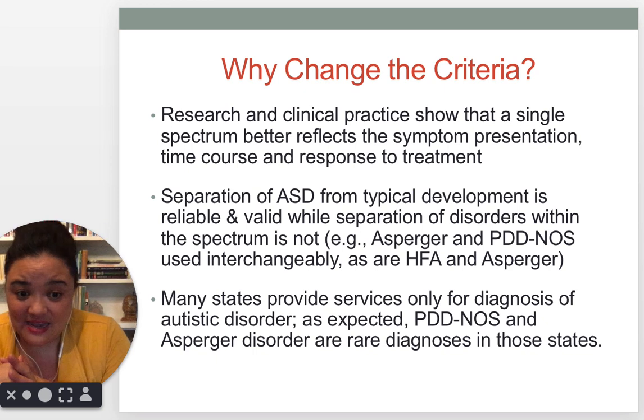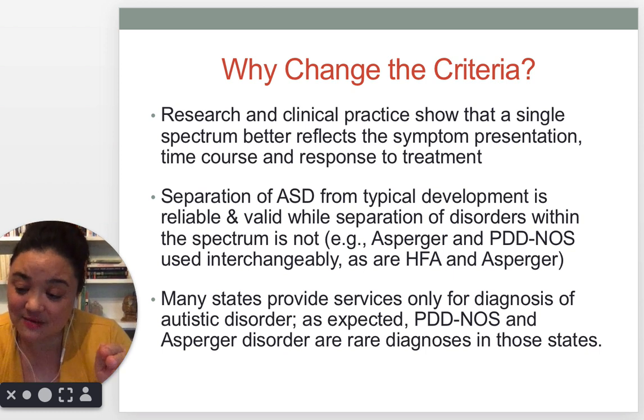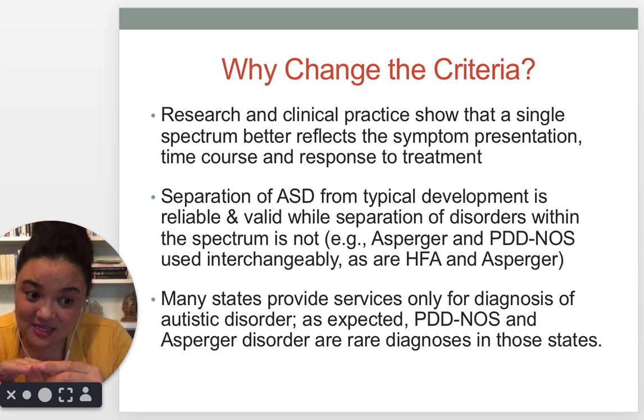Third, many states provided services only for those who were diagnosed as autistic disorder, right? So even though in the DSM-4, autism spectrum disorder encompassed autistic disorder, Asperger's, and PDD-NOS, many states were only providing services to individuals if they qualified under autistic disorder, right? So as expected, a lot of clinicians would not identify or diagnose PDD-NOS or Asperger's disorder, right? Because it didn't provide any extra services to those students.